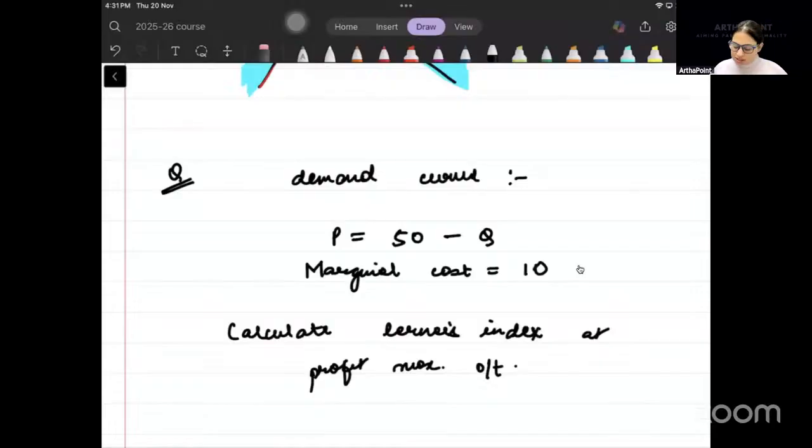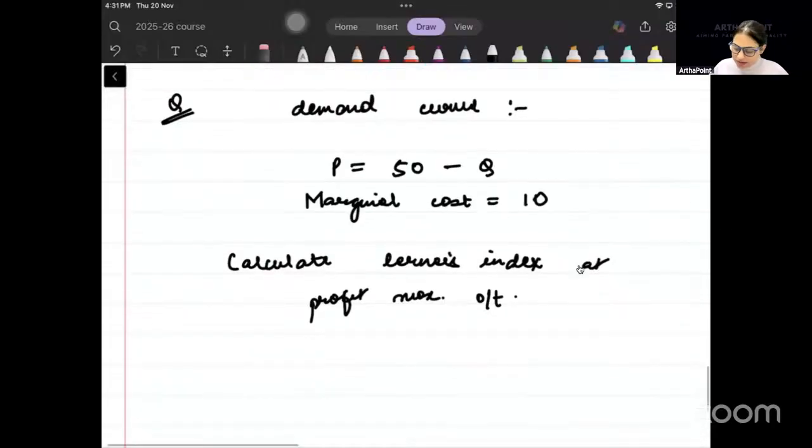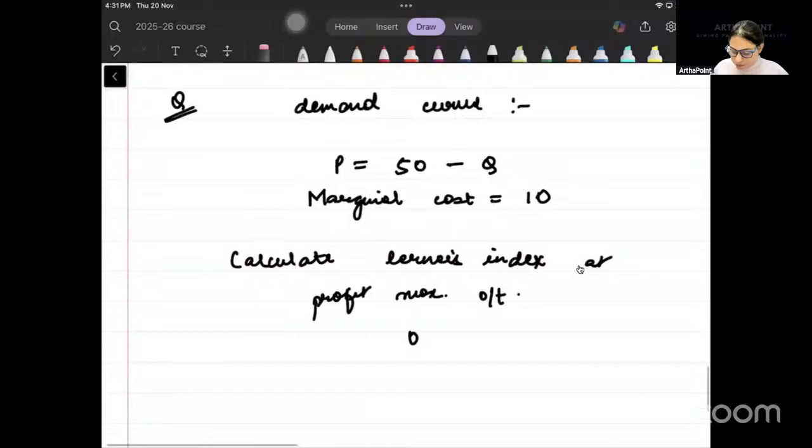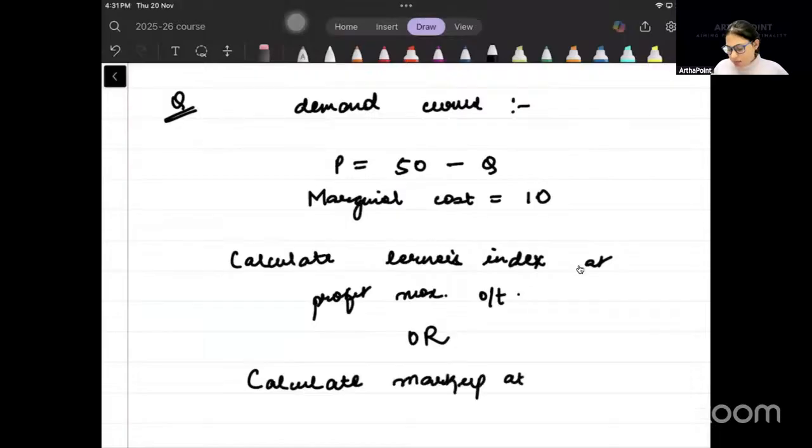अच्छा, इसको एक और तरीके से भी people can ask in exam. So I will write the other wording also. Calculate markup at profit maximizing output. Give it a try beta, try karo.